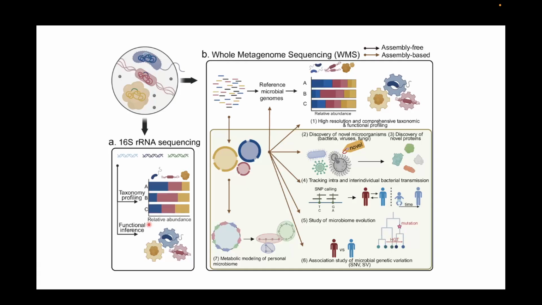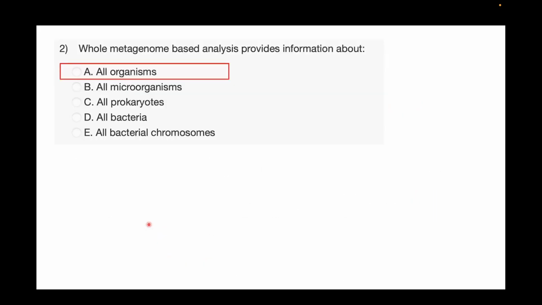So the questions are a little tricky and can lead to confusion, so I am here to guide you through that. I hope you understood the difference between 16S rRNA sequencing and whole metagenome sequencing. Therefore, the answer will be option A, all organisms present in the sample. I hope it is clear to the students. If yes, then let's move ahead. Please let me know in the chat box.